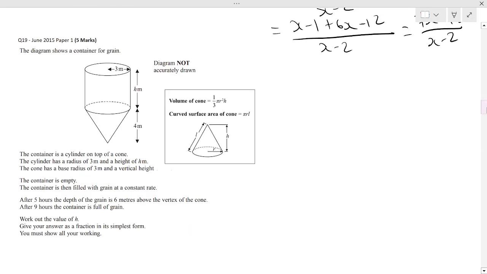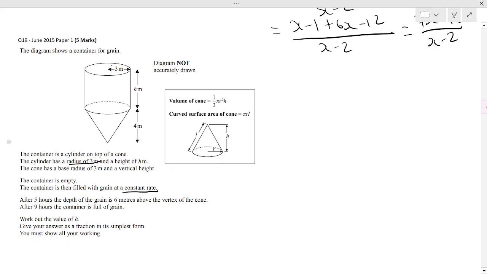Cool. Question 19 now. We are given a diagram that looks like some sort of inverted cone and a cylinder. So what's happening here is grain is being filled into this solid, and we are given some stuff about the units, and it's being filled at a constant rate. Okay, so I'm going to bear that in mind.